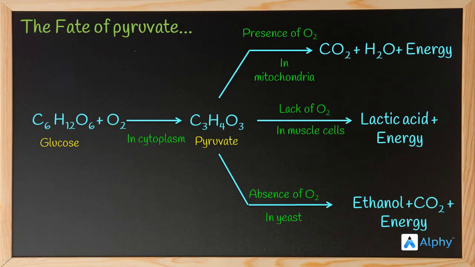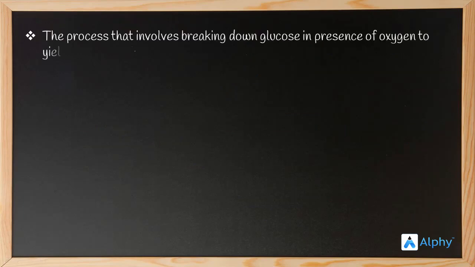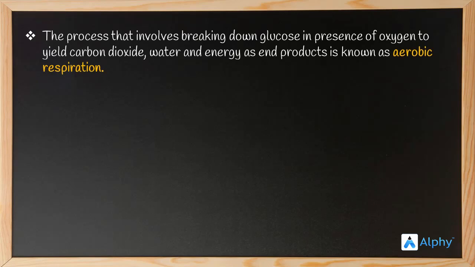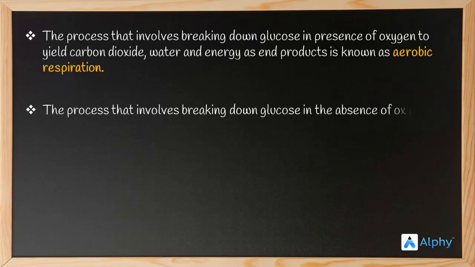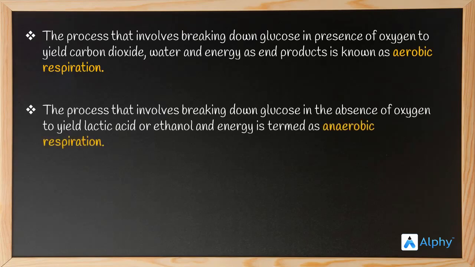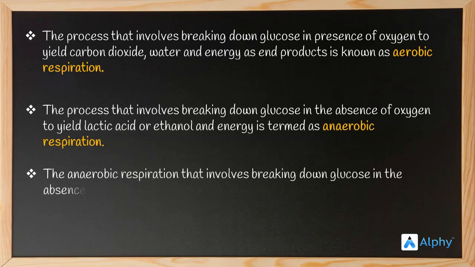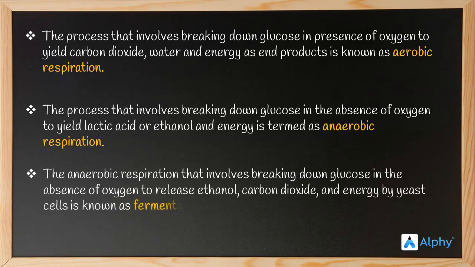Okay, I guess now we can define all three types of respiration. The process that involves breaking down glucose in the presence of oxygen to yield carbon dioxide, water, and energy as end products is known as aerobic respiration, right? Next we have anaerobic: the process that involves breaking down glucose in the absence of oxygen to yield lactic acid or ethanol and energy is termed anaerobic respiration. And lastly, the anaerobic respiration that involves breaking down glucose in the absence of oxygen to release ethanol, carbon dioxide, and energy by yeast cells is known as fermentation. I hope you are clear with all the three subtypes of respiration.